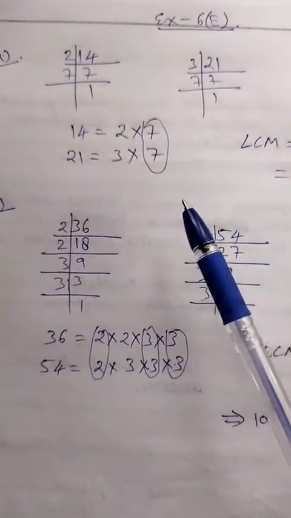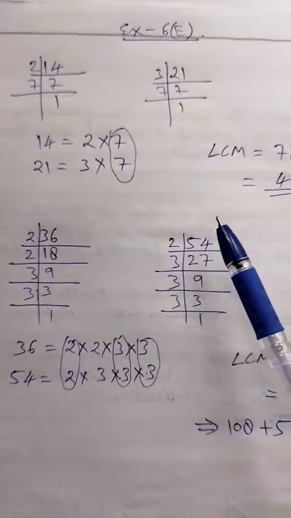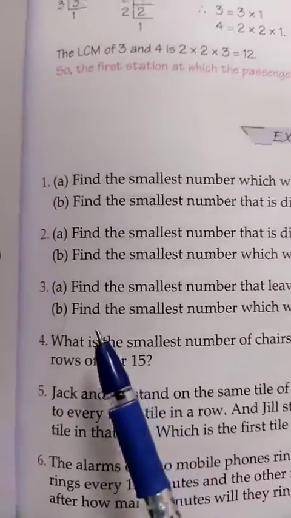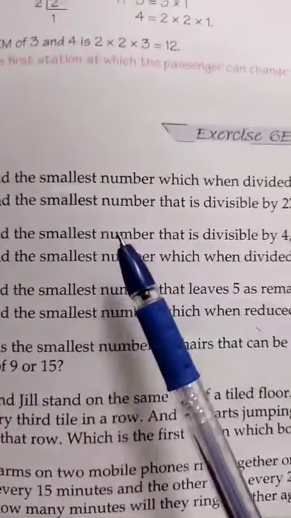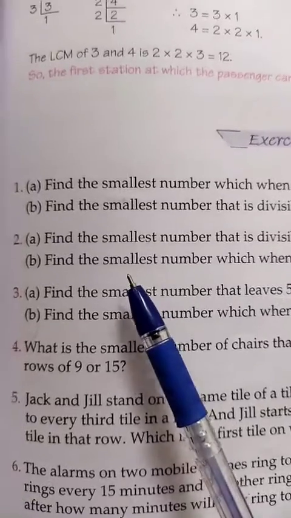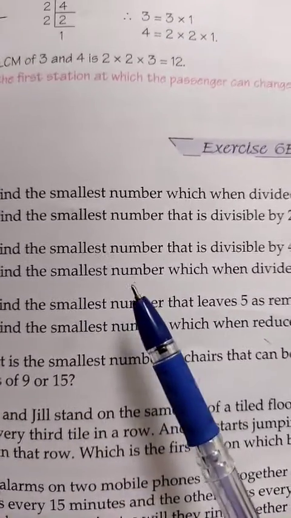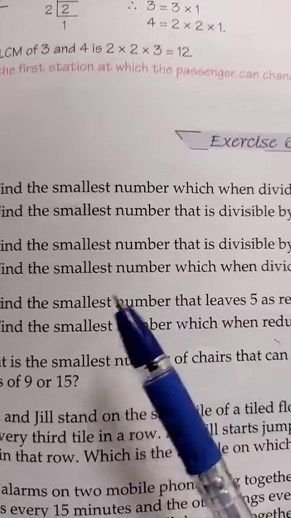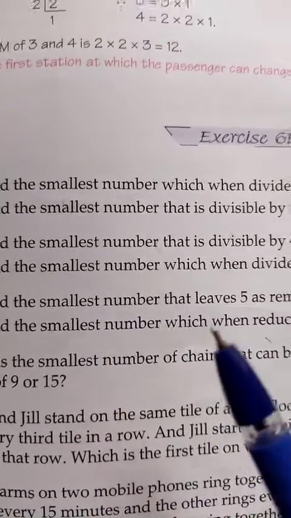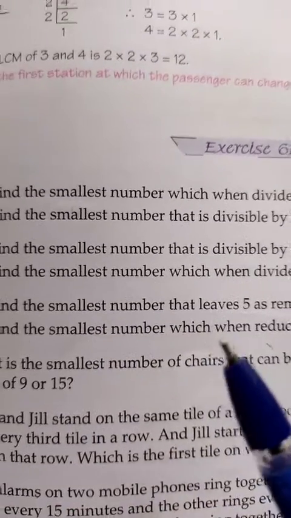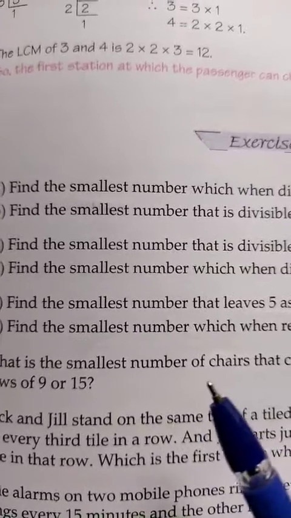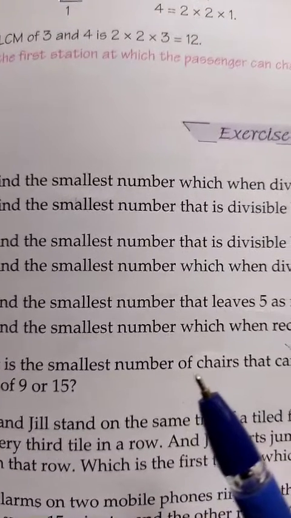Like this you have to solve it. So in all the questions it is asking for the smallest number, and I told you whenever the question is asking for the smallest number, in that case you have to find only the LCM. If the question is asking for the greatest number, then you have to find the HCF.